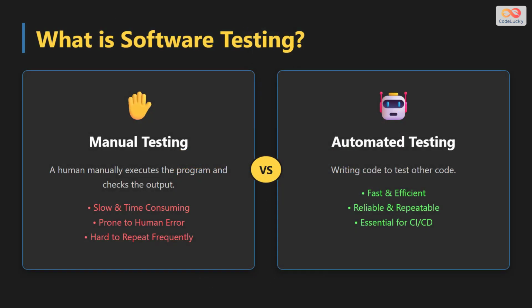So what exactly is testing? Imagine you have written a program. To check if it works, you might run it, type in some numbers, and see if the result looks right. That is manual testing. It works, but it is slow, boring, and easy to mess up. Automated testing is the better way. We write code that tests our code. It is fast, reliable, and you can run it 1,000 times a day without getting tired.